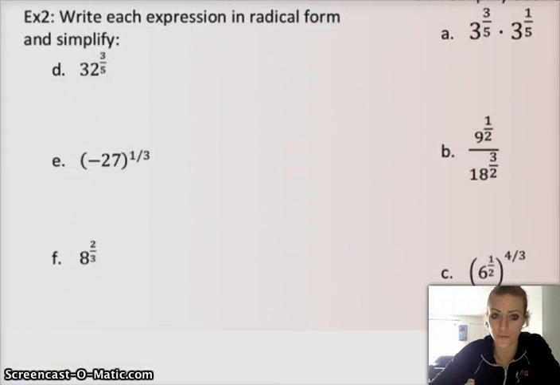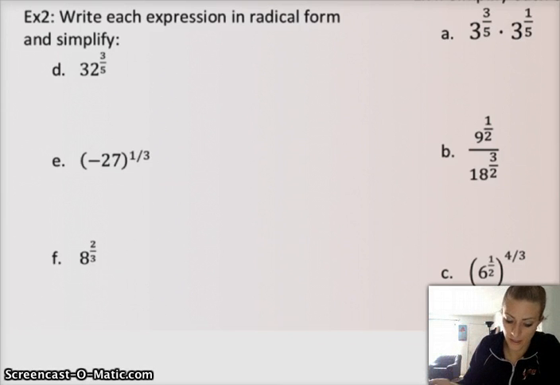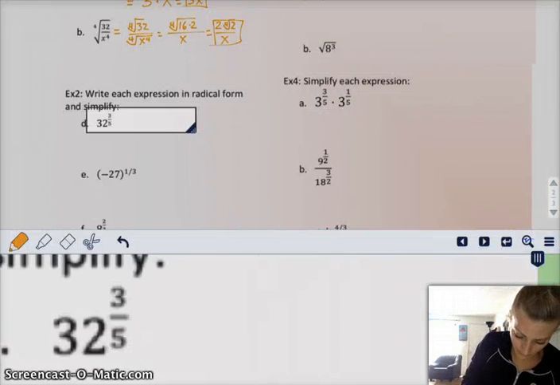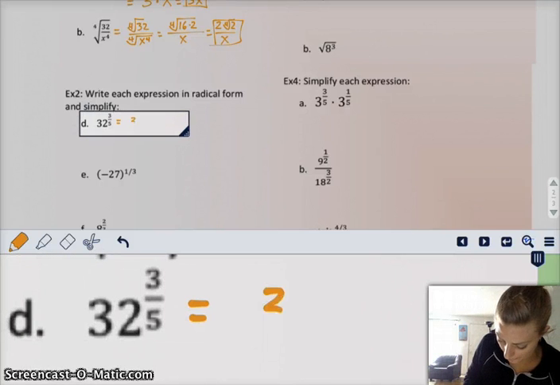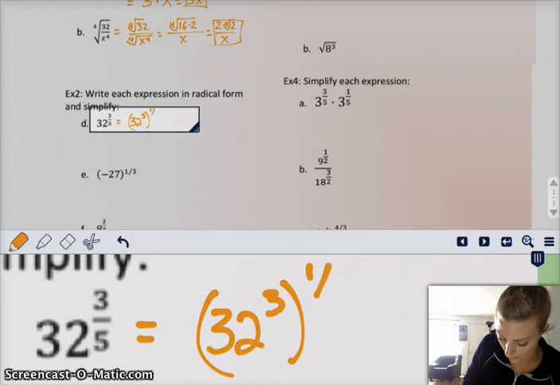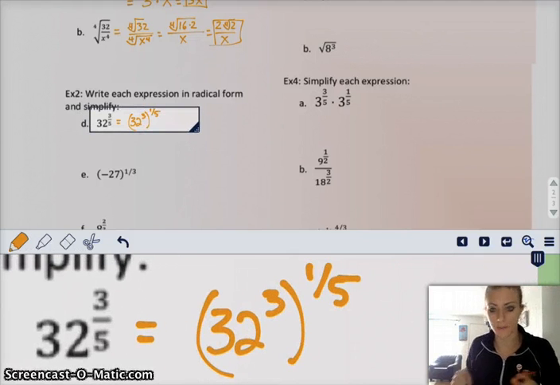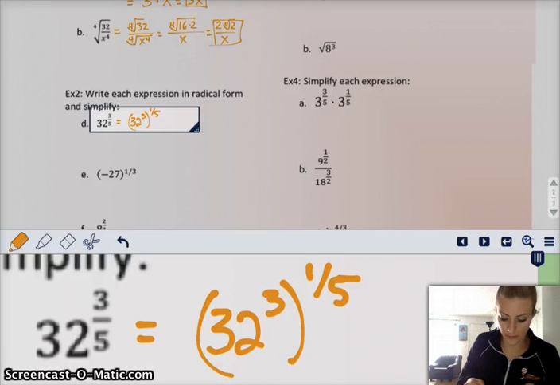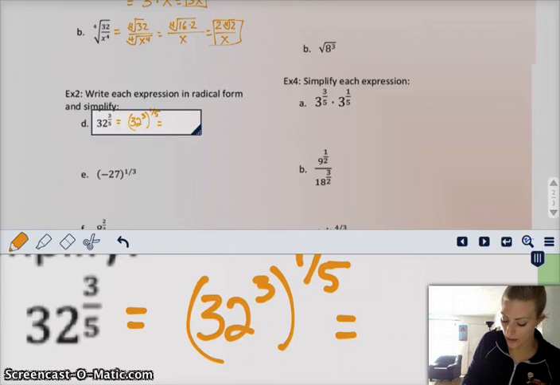All right, example 2 says write each expression in radical form and simplify. We got 32 to the 3 over 5. I can actually rewrite that many different ways. One option would be to take 32, raise it to the 3rd power, and then to the 1/5, right? Because 3 over 5 is just 3 times 1 over 5. So I could just rewrite it like that and make it the 5th root of 32 cubed.